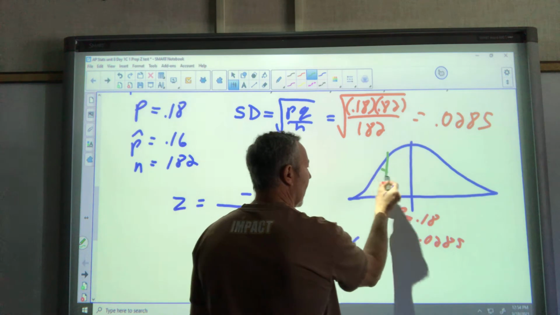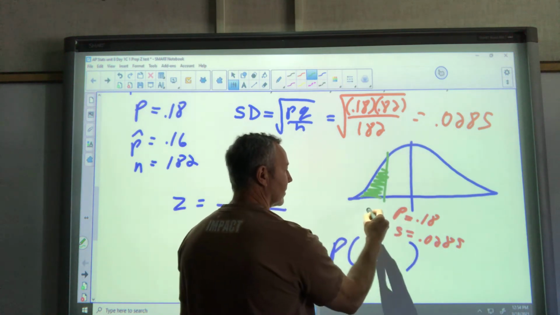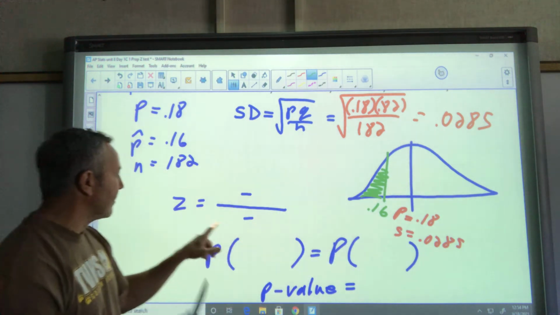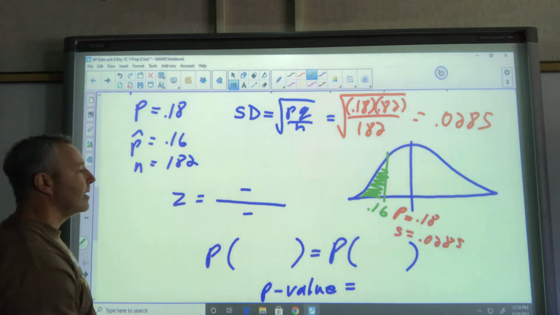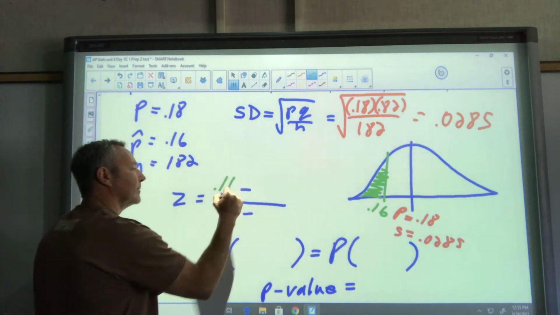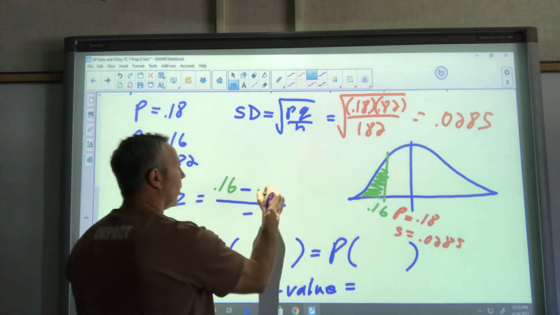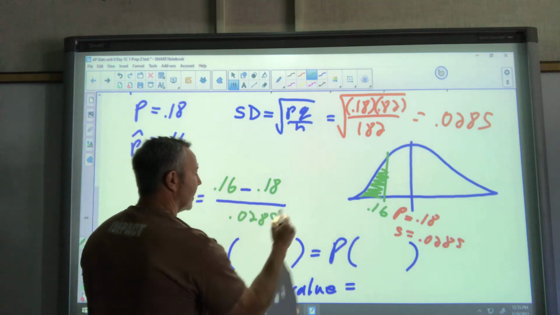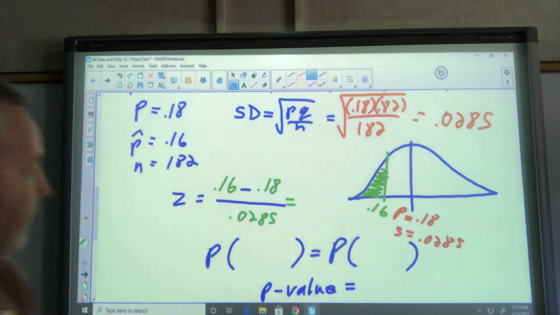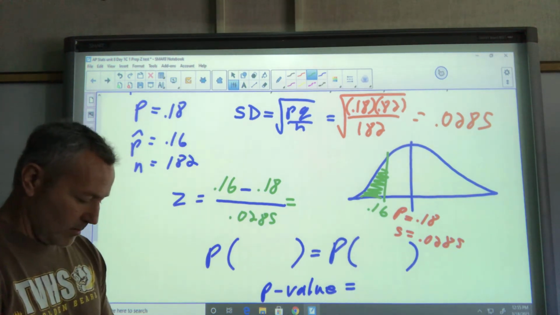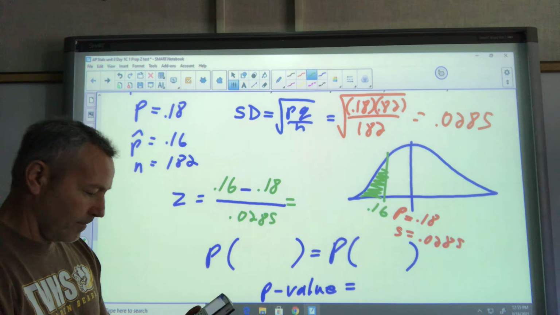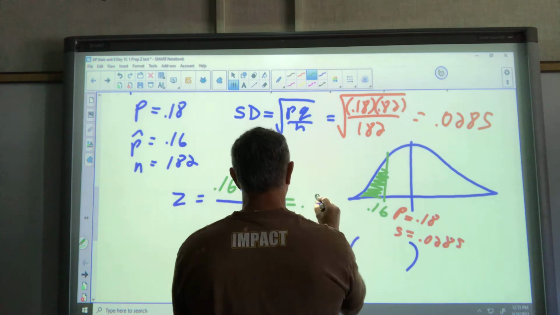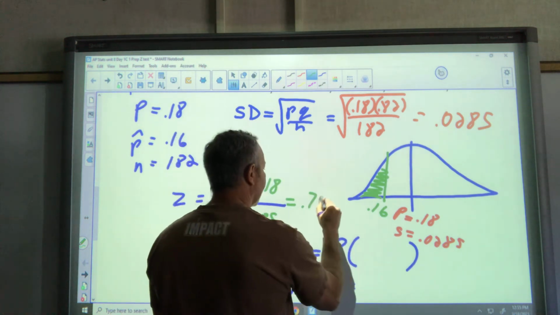That's on the left here. So I want to know the likelihood that we would get a result out there. Okay, that'll help me write my problem, but I'm going to calculate my z-score first. My z-score is what I got in my problem here: 0.16 minus what the average is supposed to be, 0.18, divided by the standard deviation of 0.0285. That z-score, let's get that. Looks like 0.7018. And the z-score rounded to two places is 0.70.